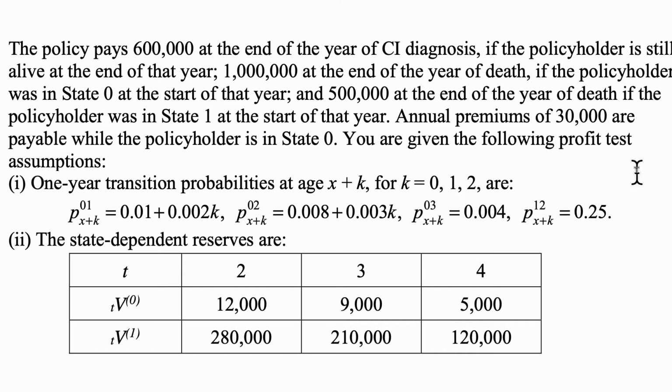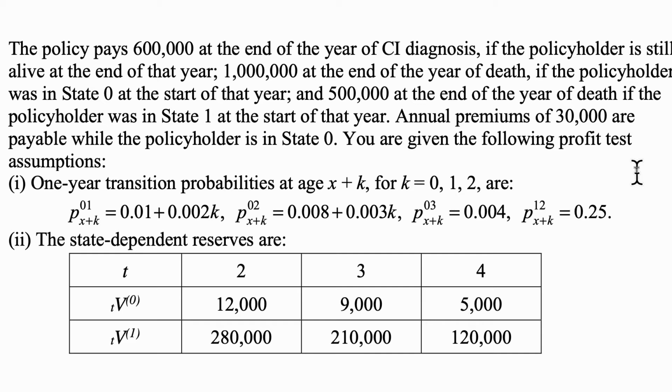The policy pays $600,000 at the end of the year of critical illness diagnosis if the policyholder is still alive at the end of that year, and $1 million at the end of the year of death if the policyholder was in state 0 at the start of the year, and $500,000 at the end of the year of death if the policyholder was in state 1 at the start of the year. Annual premiums of $30,000 are payable while the policyholder is in state 0.